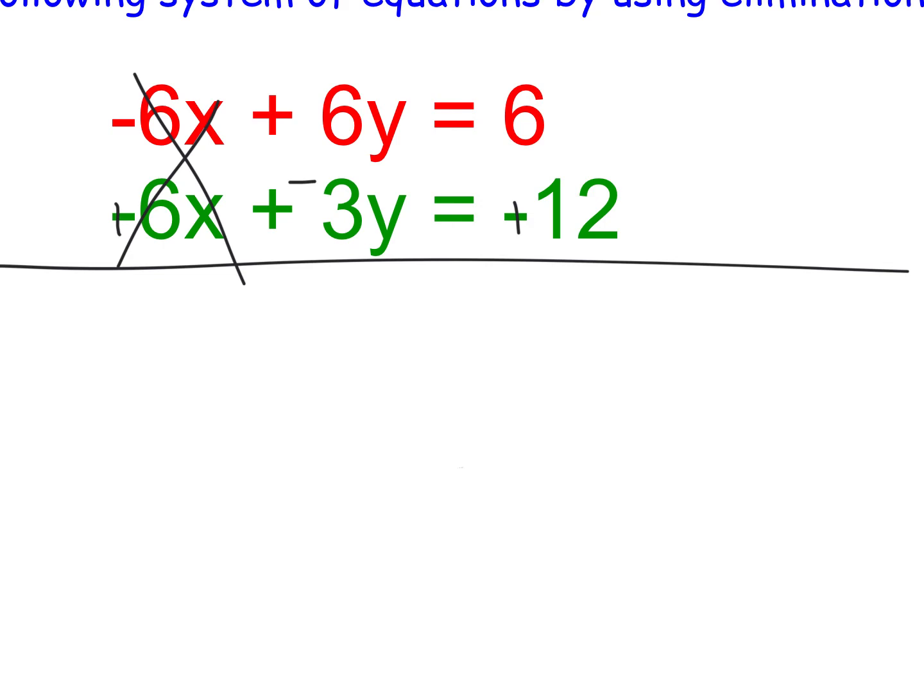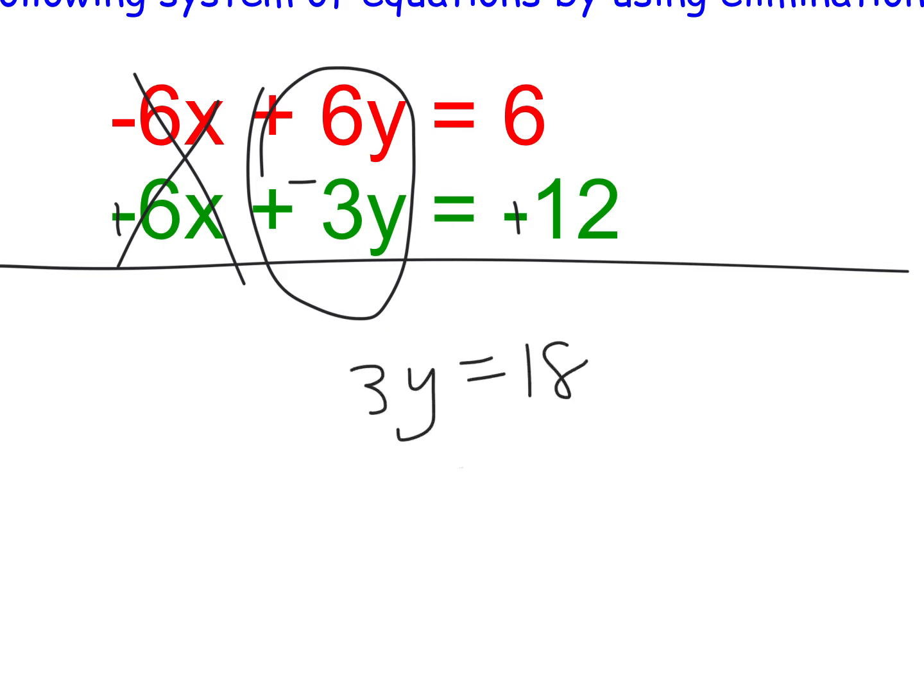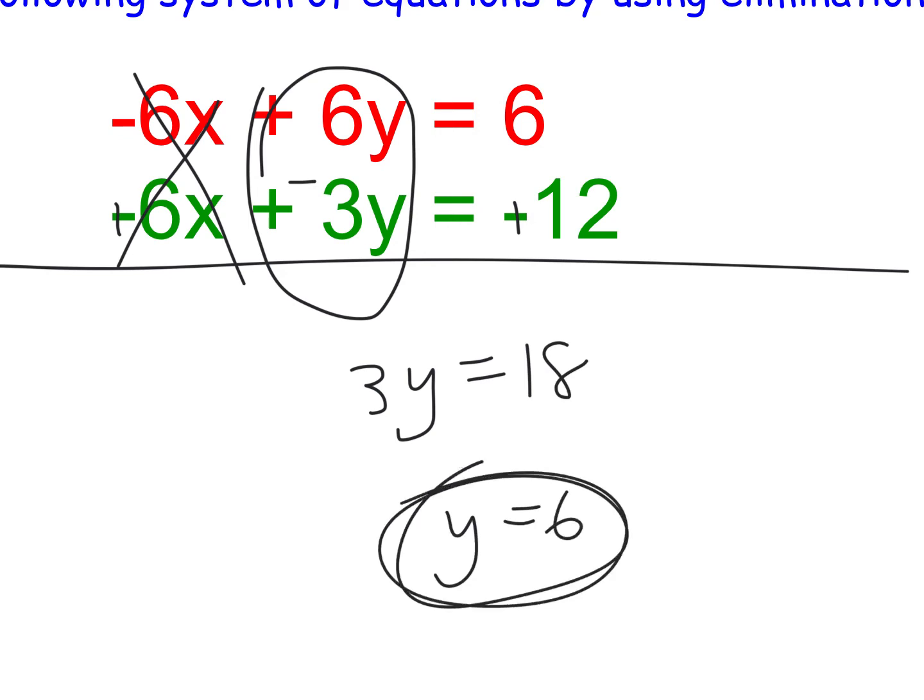All right, Ashlyn, can you tell me what happened when you put the 6 and then negative 3y together? What'd you get? 3y equals 18. And then y equals 6. Raise your hand if you had y equals 6. Awesome. What if I was a big meanie pants and made you finish it?